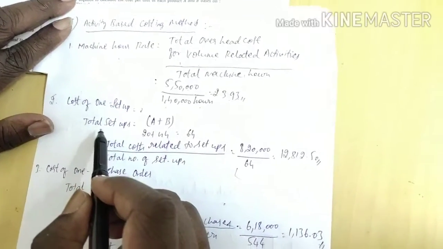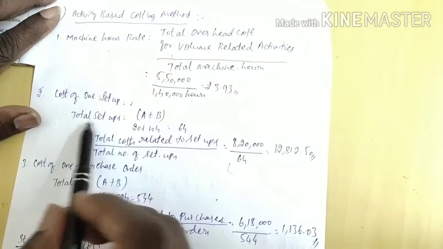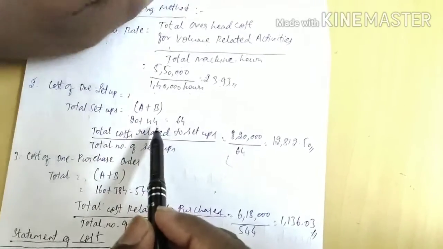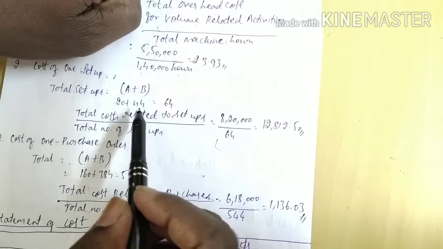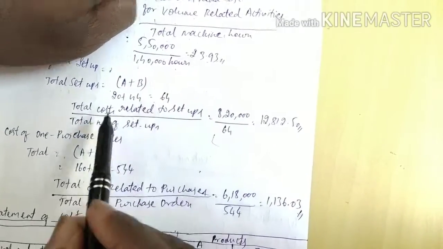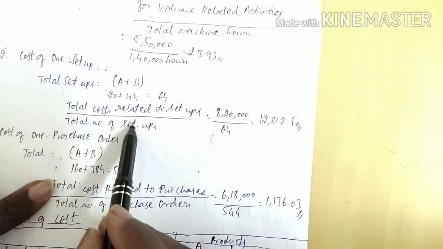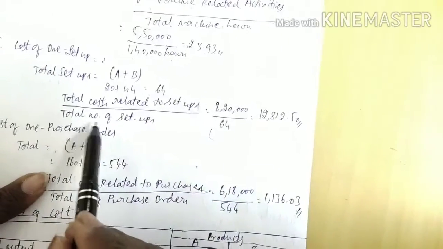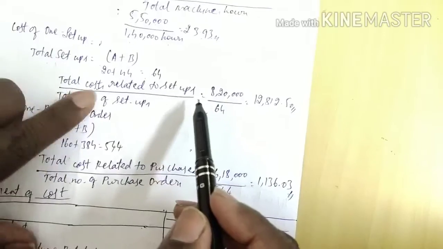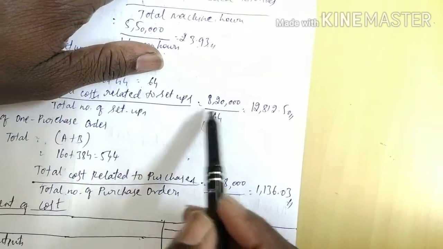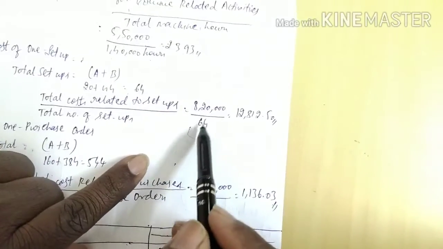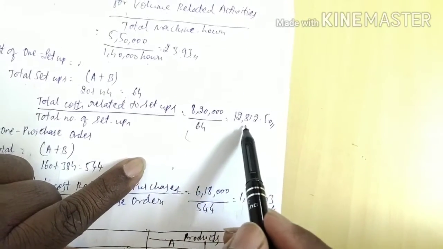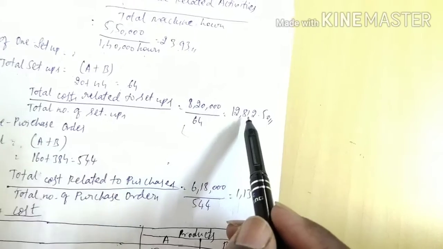Next, the setup related cost. I should total the setups individually. For product A it is 20, for product B it is 44. When I total, I will get 64. The formula is total cost related to setups divided by total number of setups. The total cost as per the information is 8,20,000. Divided by 64, I will get 12,812.50 rupees.